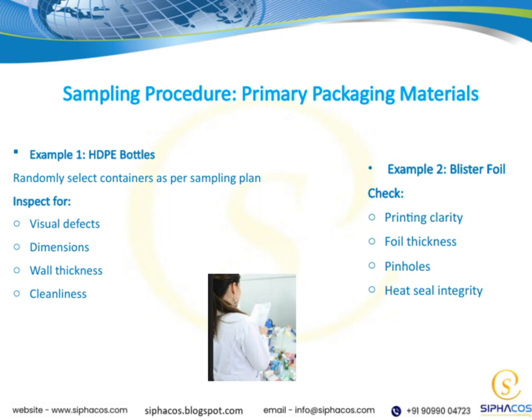Now, moving on to the example of HDPE bottles. The process here involves randomly selecting containers based on the sampling plan we have in place. During inspection, look for any visual defects such as cracks or deformities. It's also essential to check the dimensions to ensure they meet specifications, along with wall thickness, which affects durability.